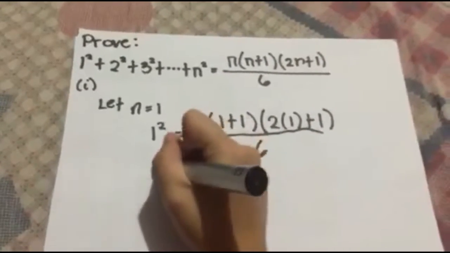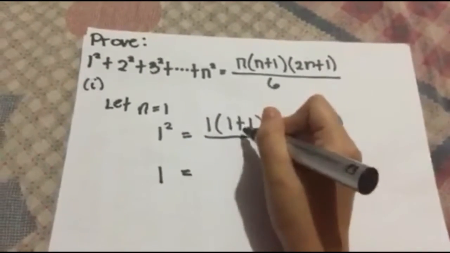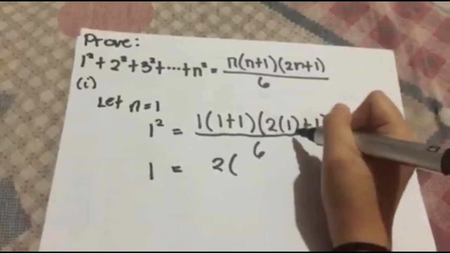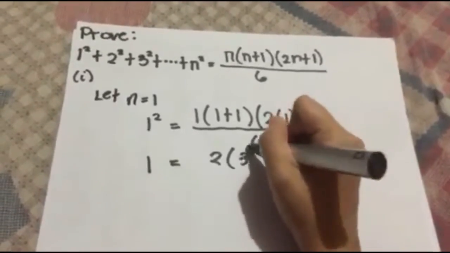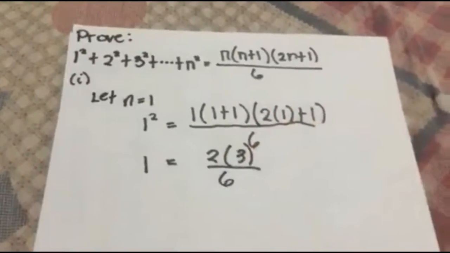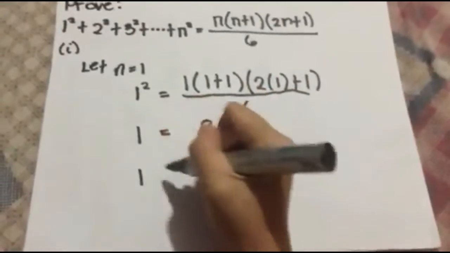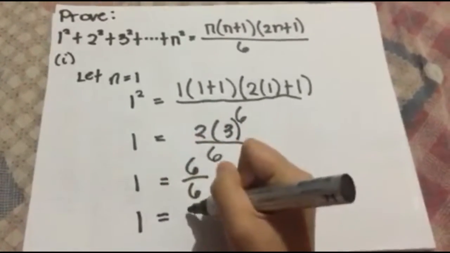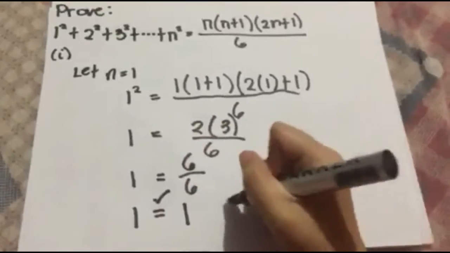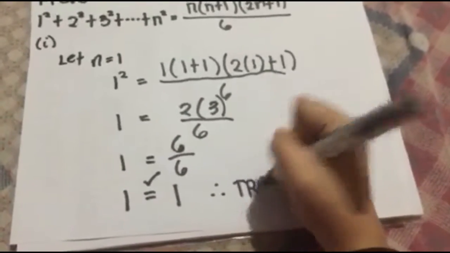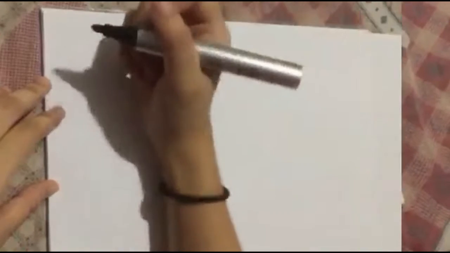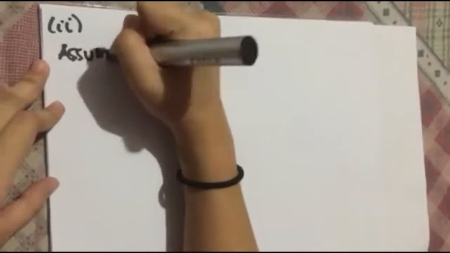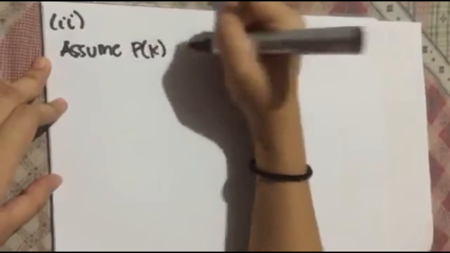So 1 squared is 1. 1 plus 1 is 2, times 1 is 2, times 2 times 1 is 2, plus 1 is 3, over 6. So 1 is equal to 2 times 3 is 6 over 6, then 1 is equal to 1. So therefore, it is true. For the next step, we assume that P of k is true.